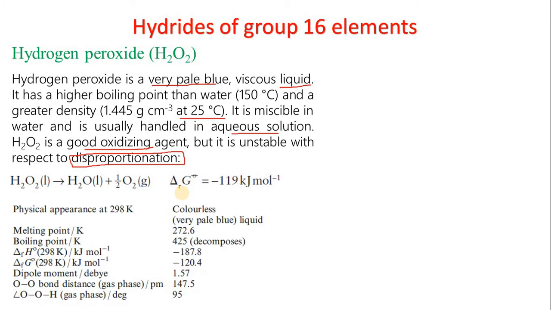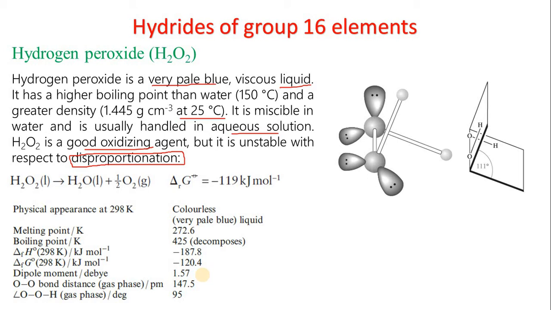The physical appearance at 298 Kelvin, as I have already discussed, is a colorless, very pale blue liquid. The melting point is 272.6 Kelvin and the boiling point is 425 Kelvin. It decomposes at this temperature, and the dipole moment is 1.57 debye, which is less than water. So the polarity of hydrogen peroxide is less than that of water.